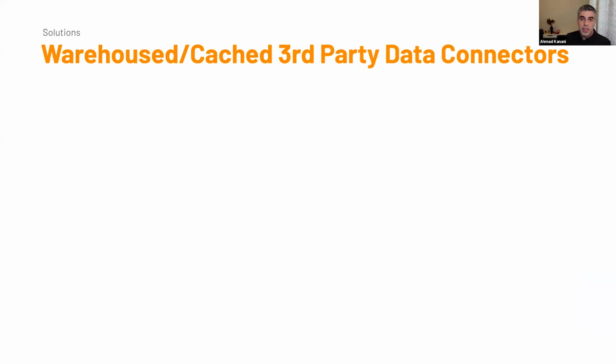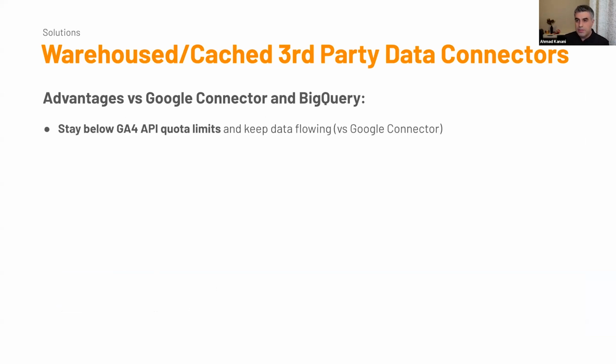Another solution, if you don't want to build it yourself, you're going to buy it or rent it. There are warehoused or cached third-party data connectors that have advantages over the Google Connector, the free one, and over BigQuery, the most flexible and time-consuming one. They help us stay below the quota limits and keep the data flowing. This is an advantage versus the Google Connector.